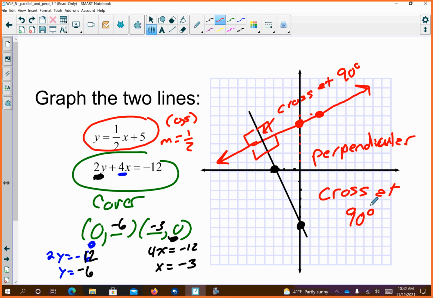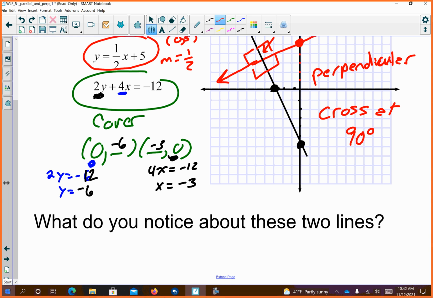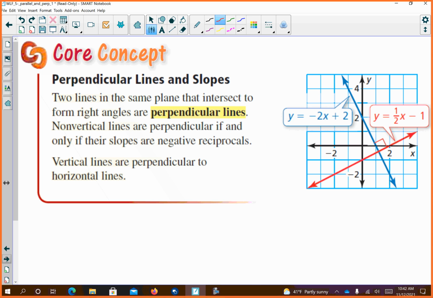So, perpendicular lines will not have the same slope. They have different slopes. What do you notice about the two lines? They cross at 90 degrees. So, perpendicular lines and slopes. Two lines in the same plane, that means you drew them on the same graph, that intersect to form right angles. A right angle is a 90-degree angle. Those are perpendicular lines. Non-vertical lines are perpendicular if and only if their slopes are negative reciprocals. So we're going to have to talk about what that means. Vertical lines are perpendicular to horizontal lines. So vertical line, horizontal line, they make 90-degree angles. They're perpendicular.